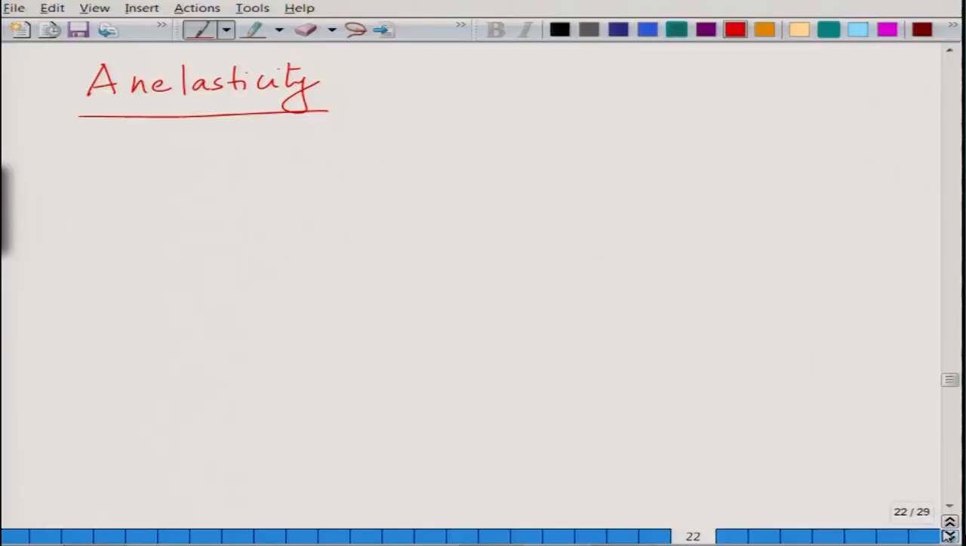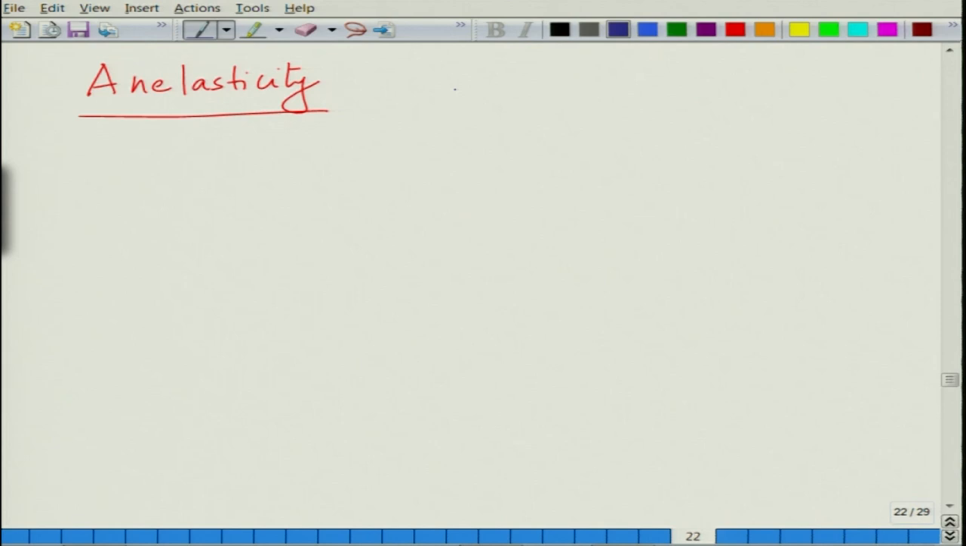How can you tailor the modulus by doing alloying and texturing? How can you make materials such as composites, where you can mix and match two different materials to achieve a modulus which is higher than the lower phase's modulus, and so on and so forth. So now what we are going to look at is the phenomenon of anelasticity in materials, which occurs in certain classes of materials, and we need to understand how it does.